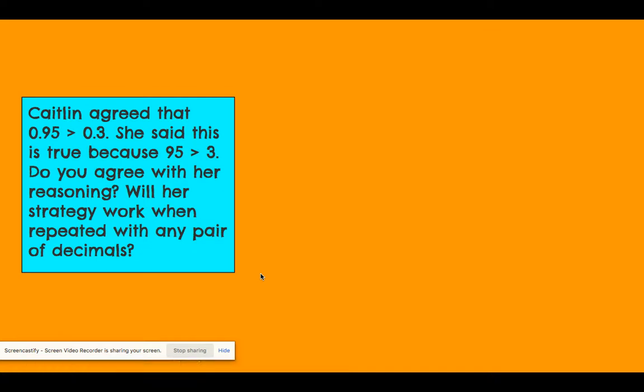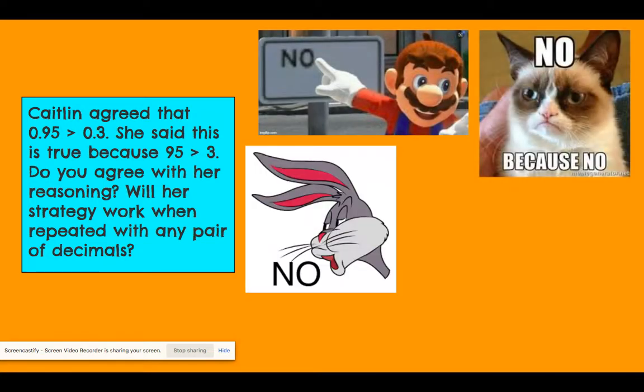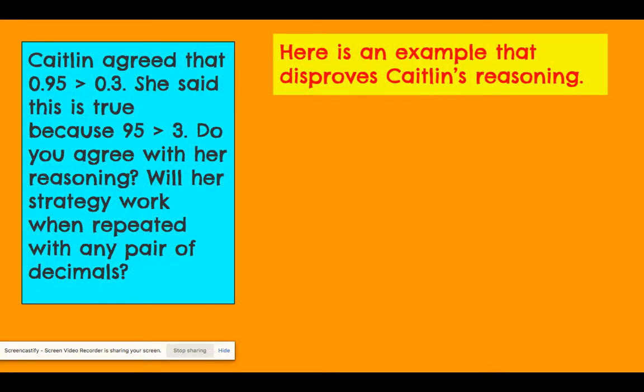Caitlin, so here's the problem again. Do you agree with her reasoning that 95 hundredths is greater than 3/10 because 95 is greater than 3? Well, no. She is not correct. And I'm going to show you an example that disproves Caitlin's reasoning.